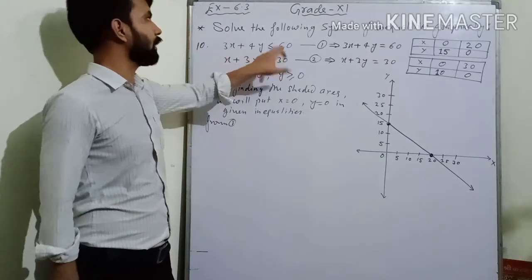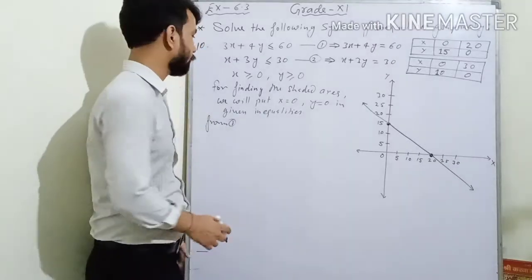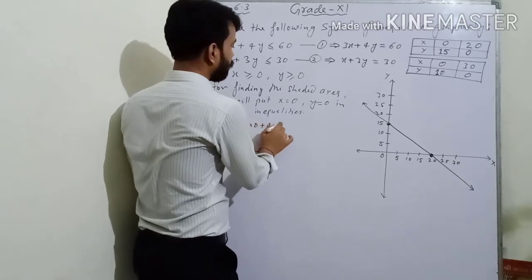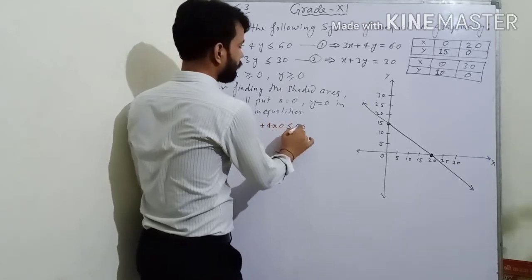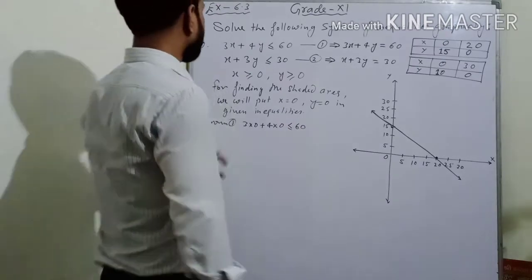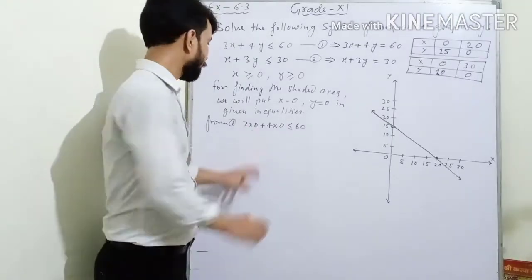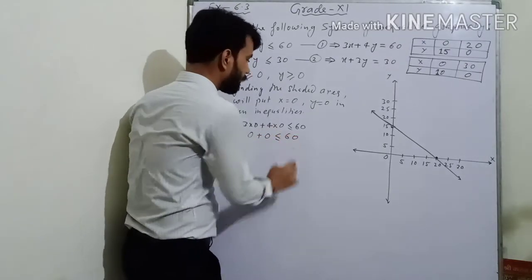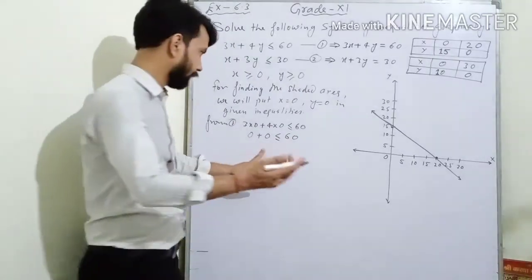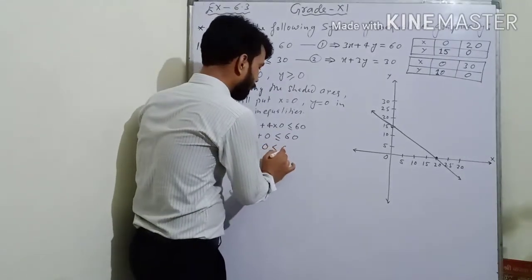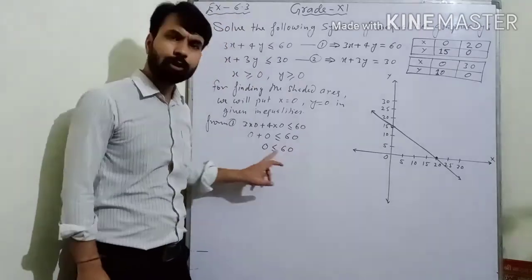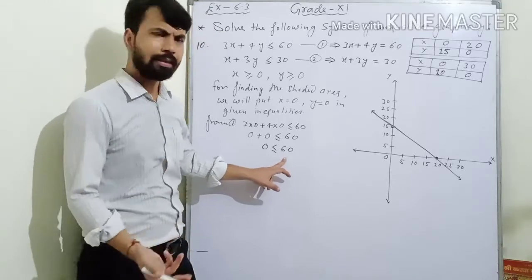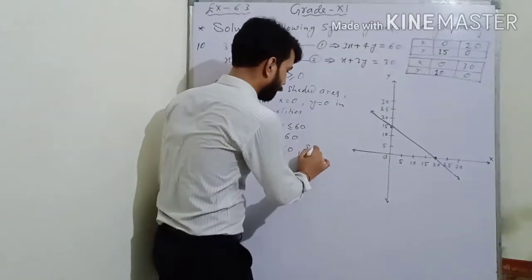So from the first, 3x plus 4y is smaller than or equal to 60. We will have to put x equal to 0 and y equal to 0. So 3 into 0 plus 4 into 0 is smaller than or equal to 60. Okay students, 3 into 0 is 0, plus 4 into 0 is 0. 0 plus 0 is what? 0. So 0 is smaller than or equal to 60. Is this condition true or false? 0 is smaller than 60. Yes, it is correct. So this is true.